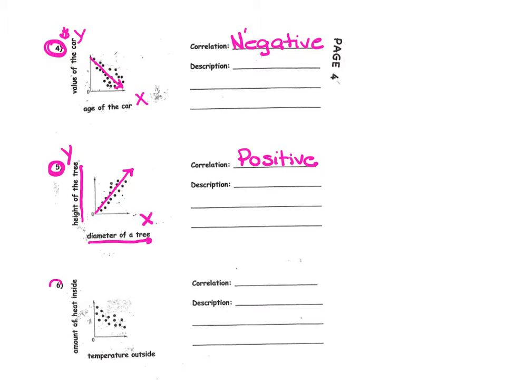And lastly, number 6. The temperature on the outside compared to the amount of heat needed on the inside of a house. Again, take a look at the scatter plot. There is a downward trend, definitely a pattern. This is what we would call a negative correlation.